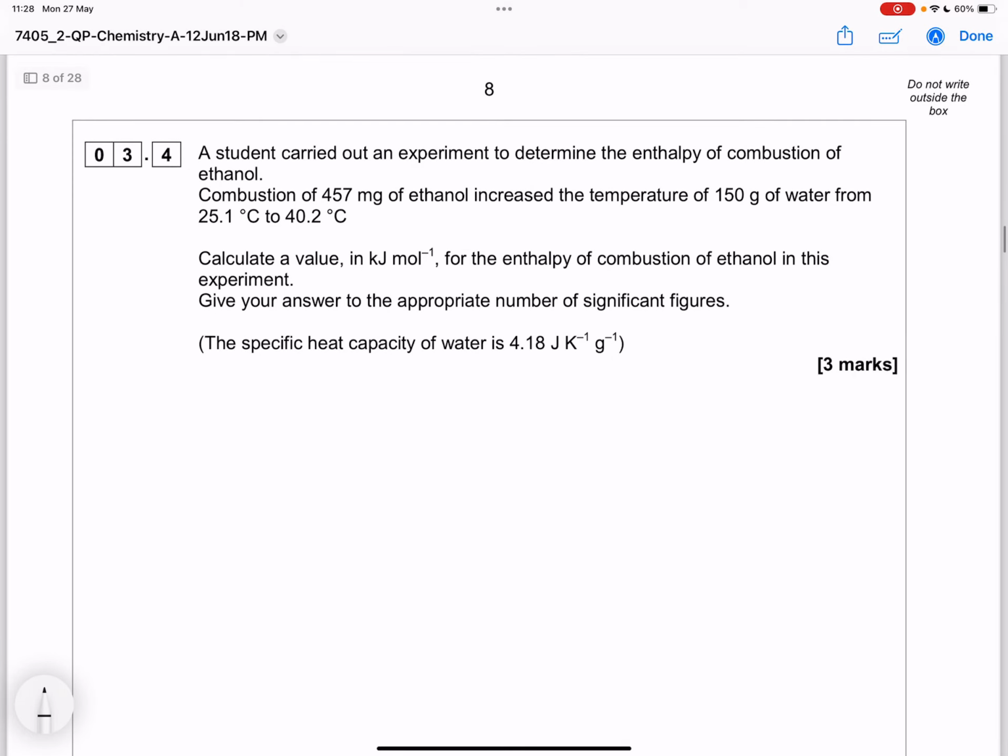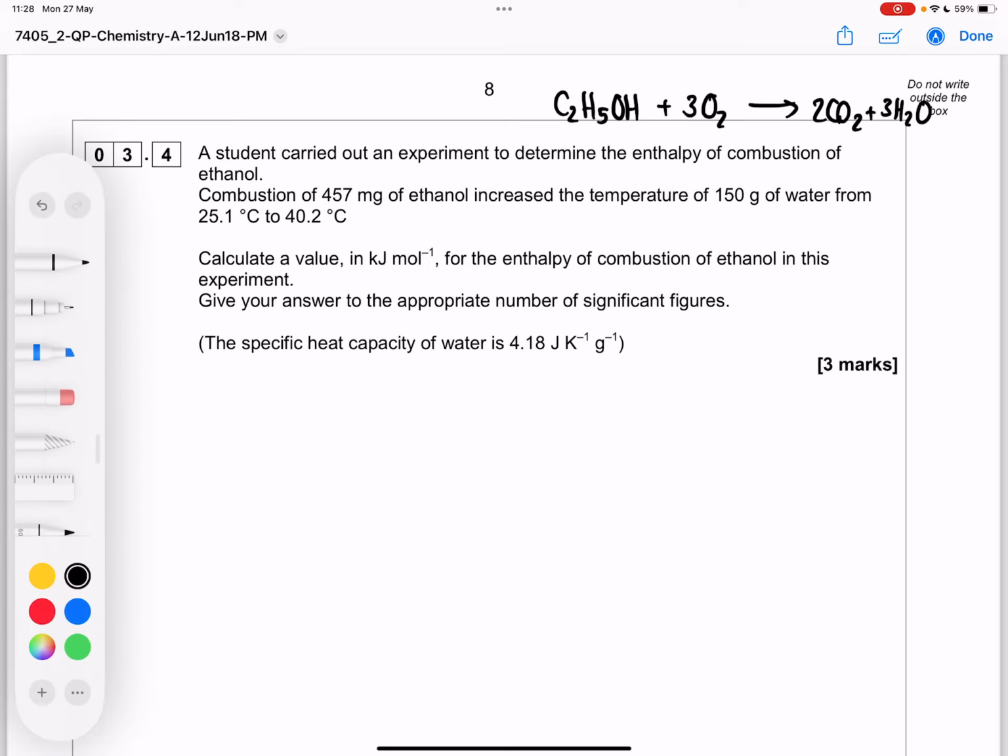We're trying to find the enthalpy of combustion of ethanol. So remembering that ethanol, C2H5OH, could combust to make CO2 and water. It says 457 milligrams of ethanol increase the temperature of, and this is important, 150 grams of water. Let's work out our delta T. So we're going to do 40.2 minus 25.1. If we do that, we're going to get 15.1 degrees C.